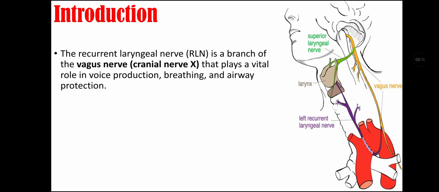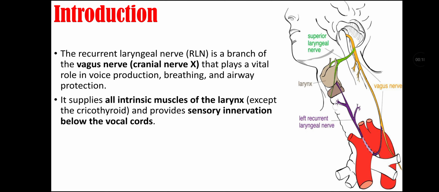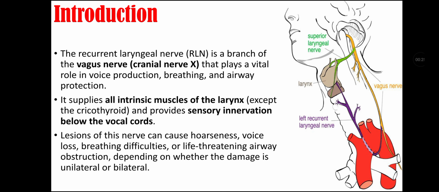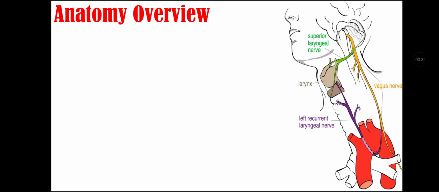Recurrent laryngeal nerve is a branch of vagus nerve, that is 10th cranial nerve, and plays a vital role in voice production, breathing and airway protection. It supplies all intrinsic muscles of larynx except the cricothyroid muscle and provides sensory innervation below the vocal cord. Lesion of this nerve can cause hoarseness, voice loss, breathing difficulty, or life threatening airway obstruction depending on whether the damage is unilateral or bilateral.